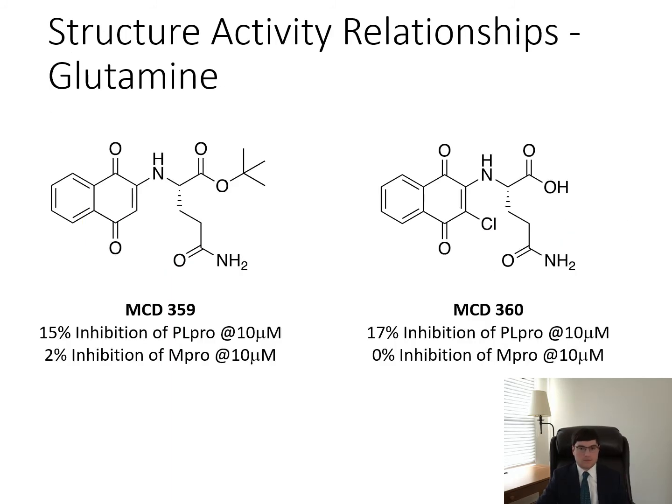So based off our results, we found various different inhibition rates of the peptide-like protease and the M protease. As you can see on the structure to the left, MCD359, we had a 15% inhibition of PL-Pro and 2% inhibition of M-Pro. And on the right, MCD360, 17% inhibition of PL-Pro and 0% inhibition of M-Pro.